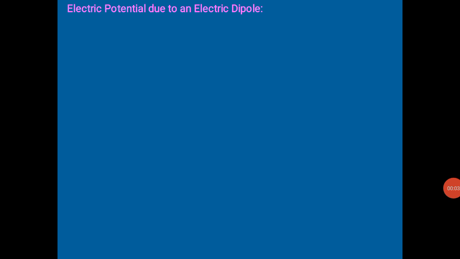So dear students, let us continue with electric potential. In the previous class we have already discussed electric potential due to a single charge, that is V equal to 1 upon 4 pi epsilon naught Q divided by R, where R is the distance from the charge to that point and Q is the source charge.